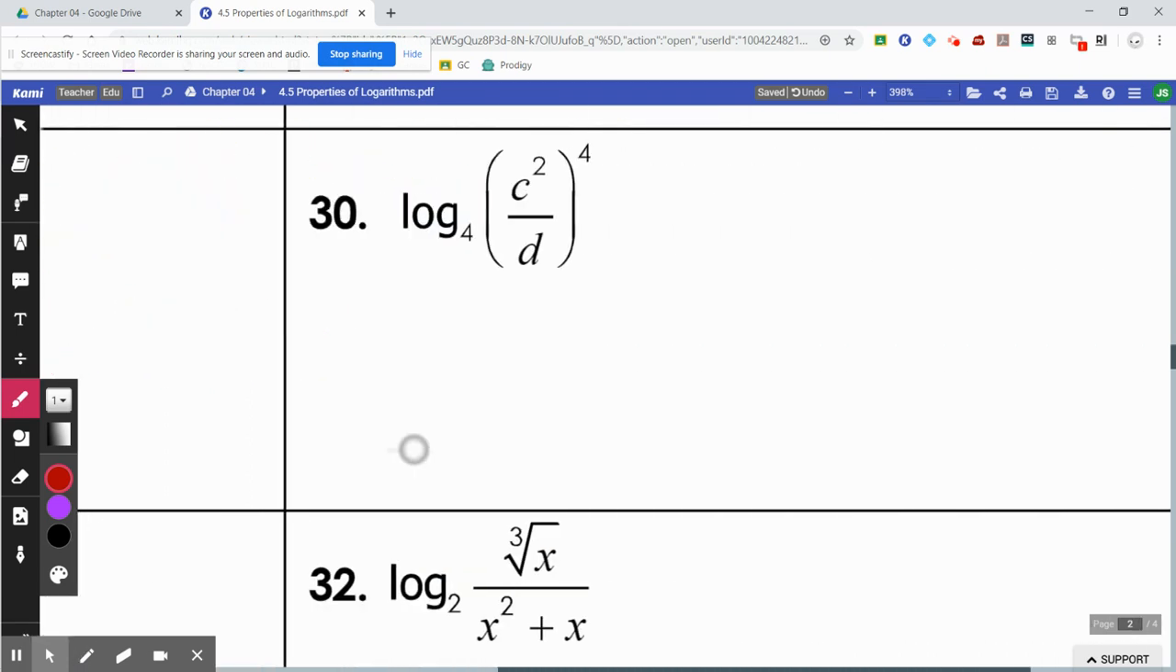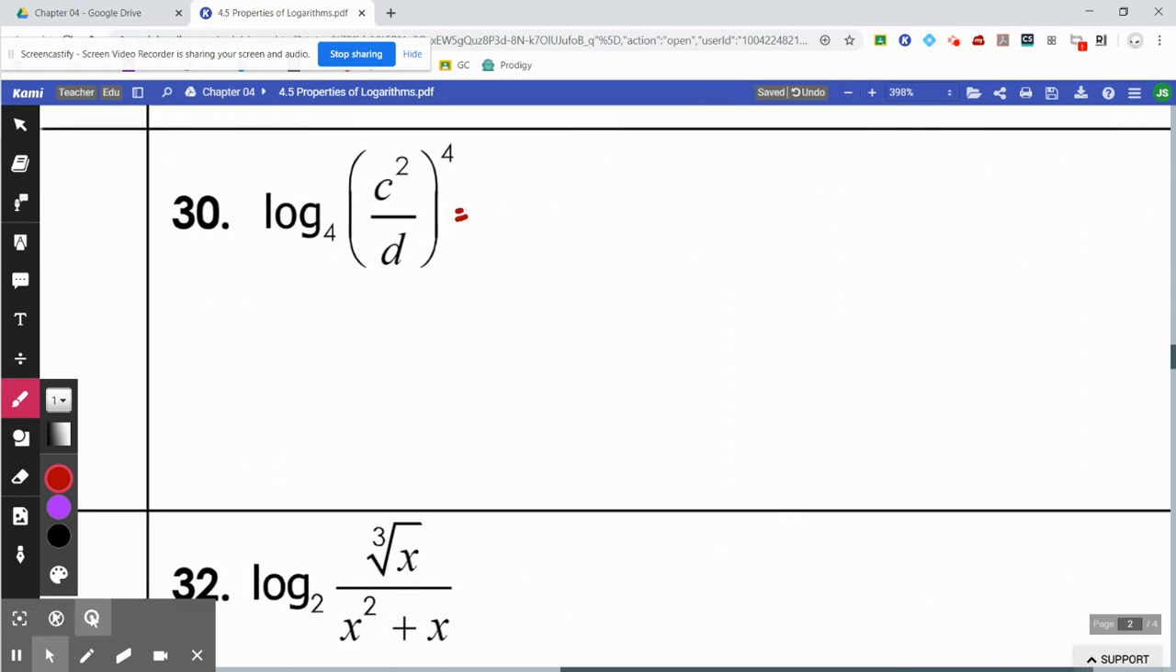Number 30. Everything's being raised to the 4th power, so let's go ahead and raise everything in parentheses to the 4th. C squared to the 4th would be c to the 8th. D to the 4th on bottom is d to the 4th.